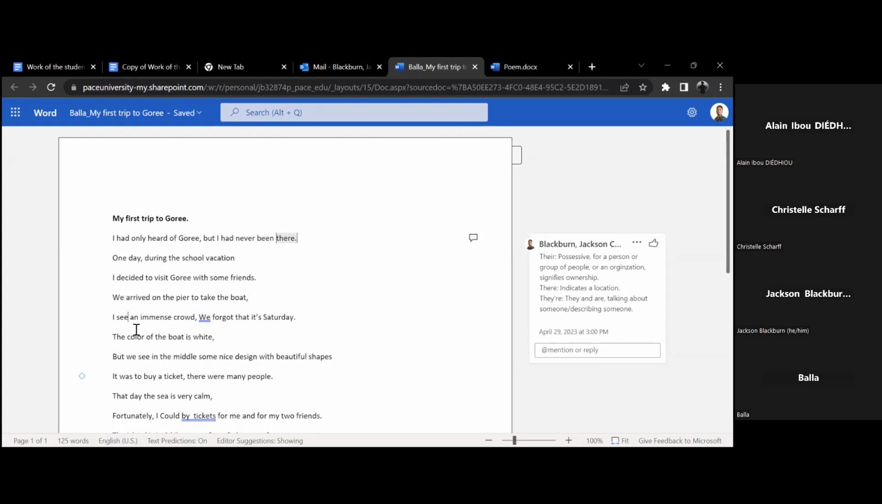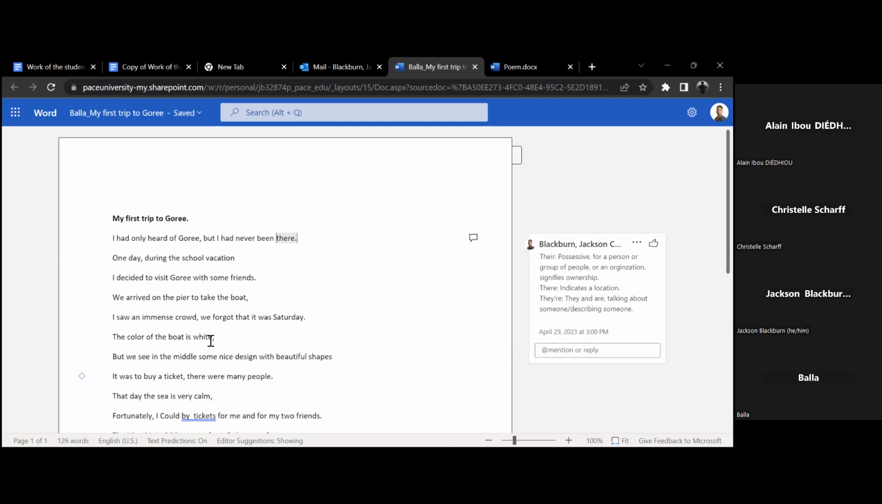And see would be like you're seeing it now. So, and we're trying to keep that in the past in a different tense. So I saw an immense crowd. Immense is a good choice of word. I think it's a good descriptor. So good job on that. I saw an immense crowd. We forgot that it was. We could change that it to it's, is usually it is. So let's change it to it was Saturday.